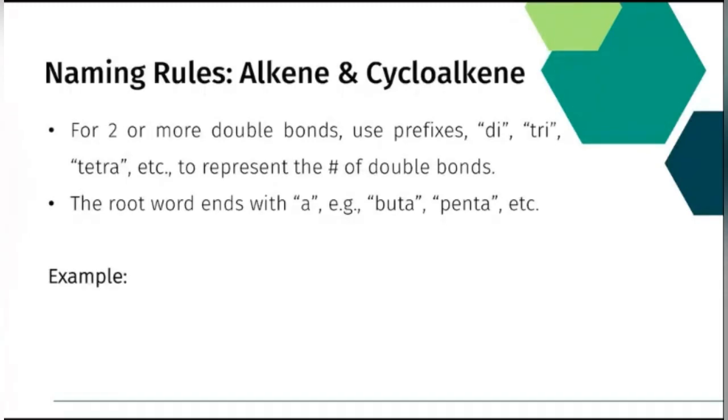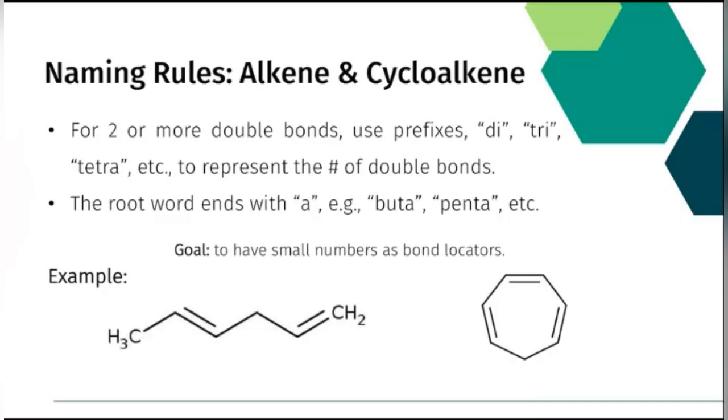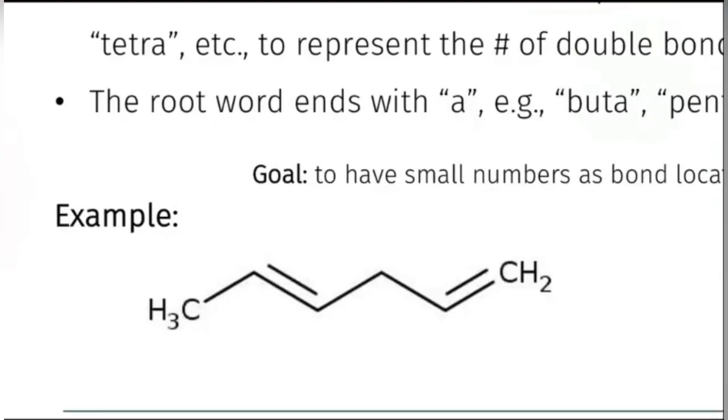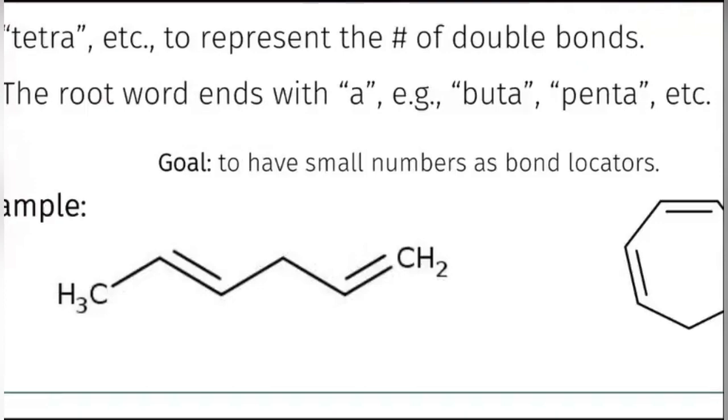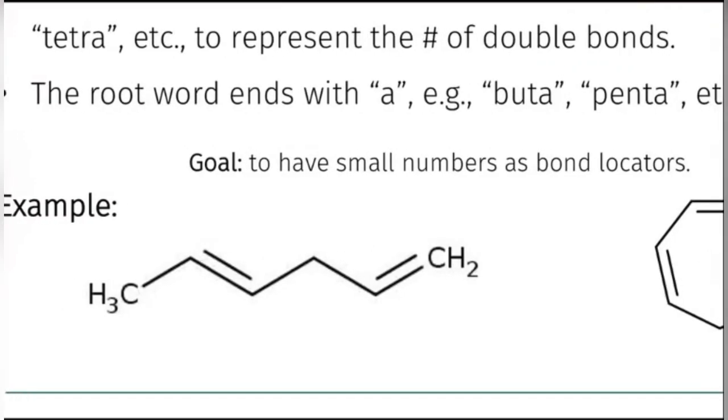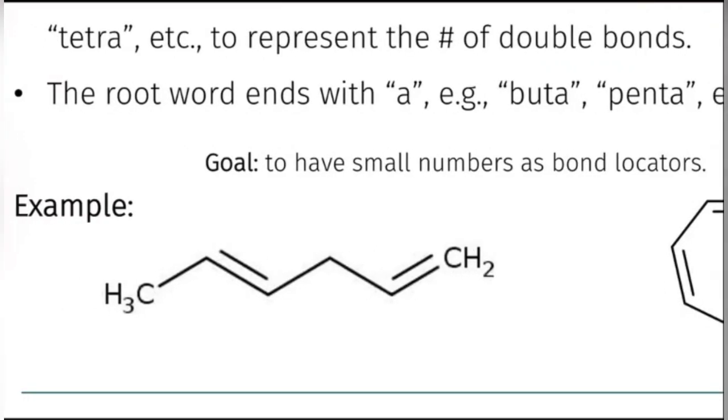So for example, we have this structure. First step, count the number of carbons in the structure here. Again, the goal is to have small numbers as bond locators. So in this case, where should we start?